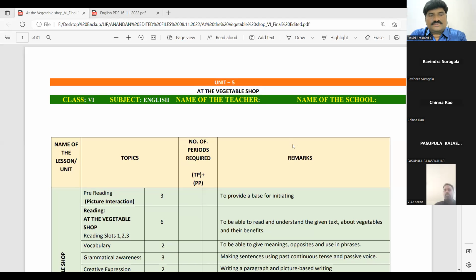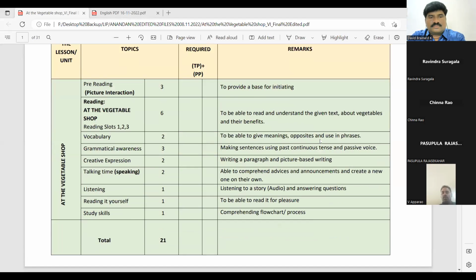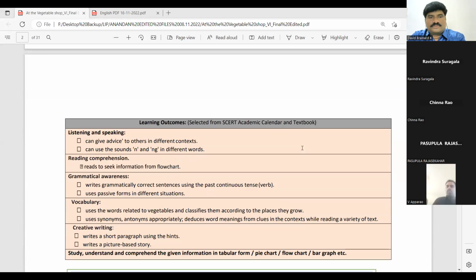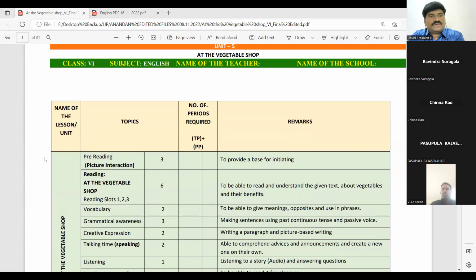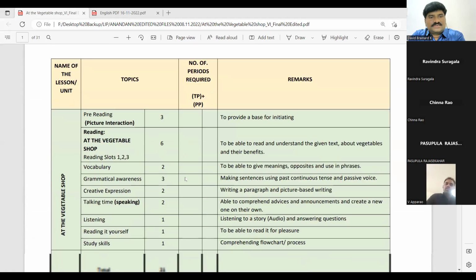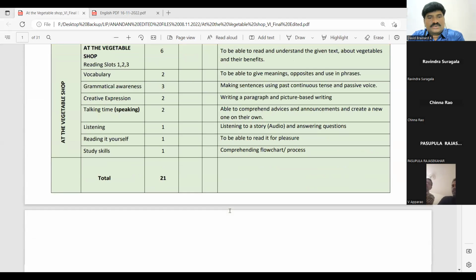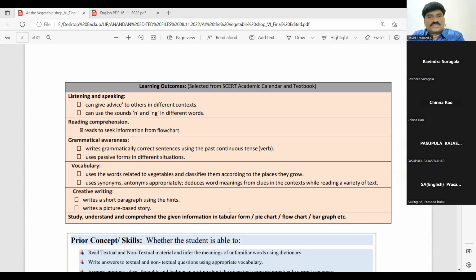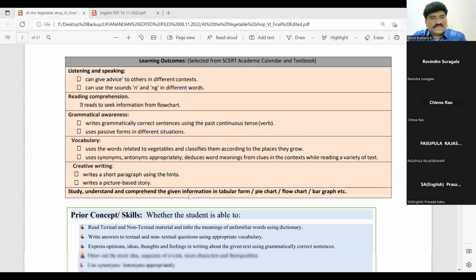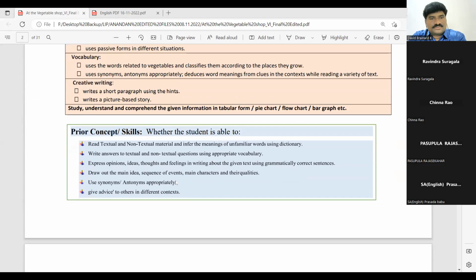So this is the lesson plan, sir. First, we divide the classes here, the topics here, sorry, and the number of periods that we have allotted. And then this is a learning outcome. For every component, we have given the learning outcomes for the lesson. And then the prior concepts or skills that are required for the student.